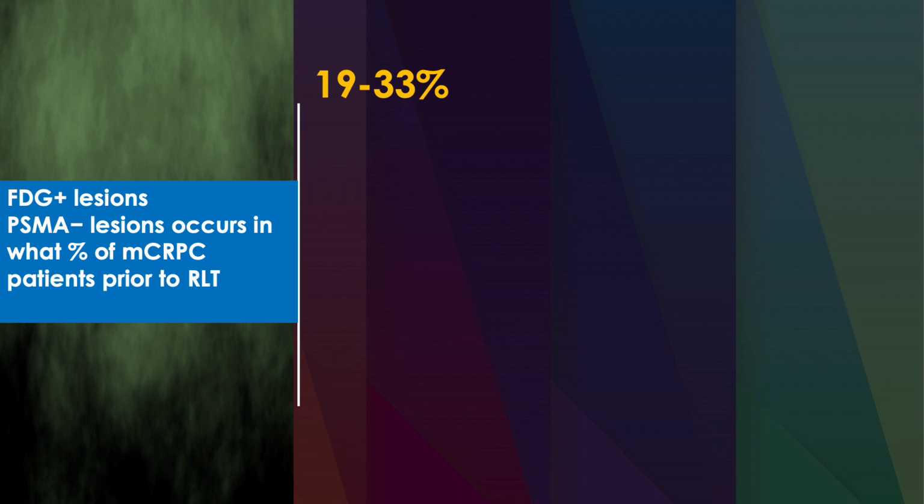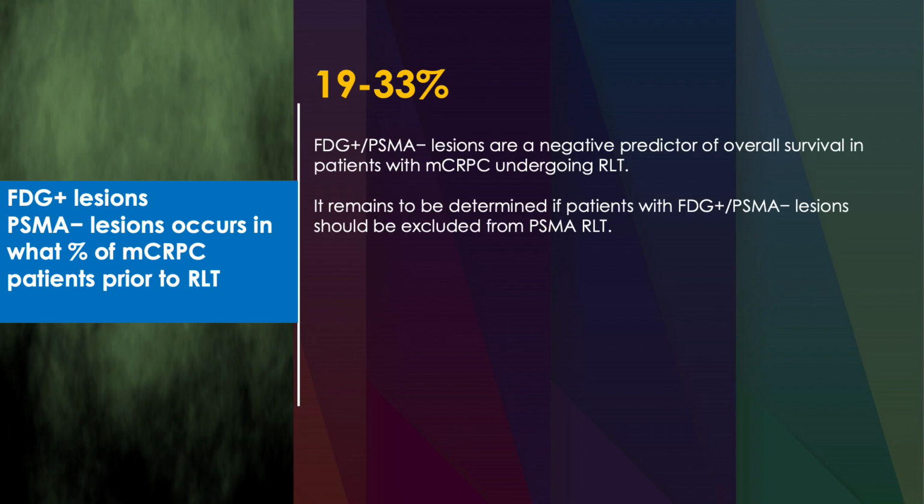Coming to FDG positive and PSMA negative lesions. It's often seen in approximately 20 to 30% of patients. And low PSMA avidity in advanced prostate cancer is hypothesized to be due to dedifferentiation or neuroendocrine transformation. Whatever it is, FDG positive and PSMA negative lesions are a negative predictor for overall survival in patients with mCRPC undergoing radioligand therapy.